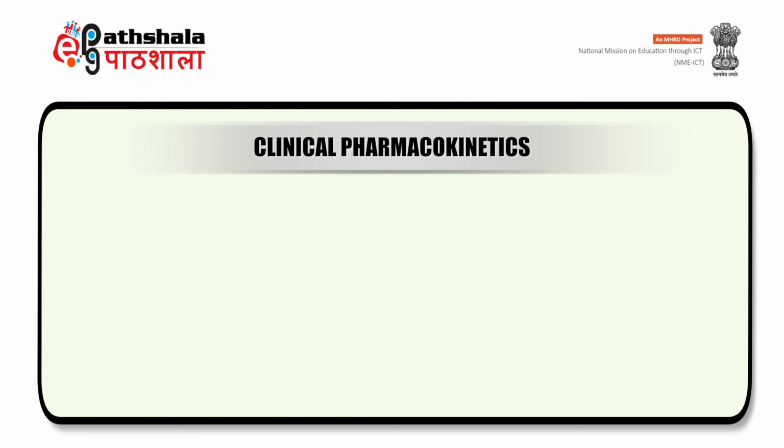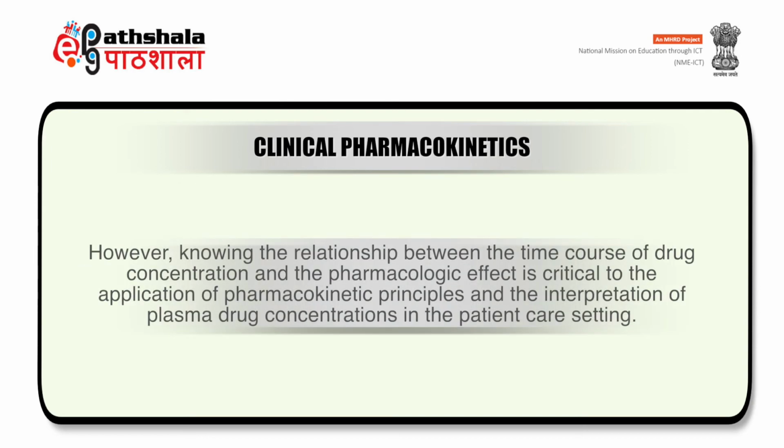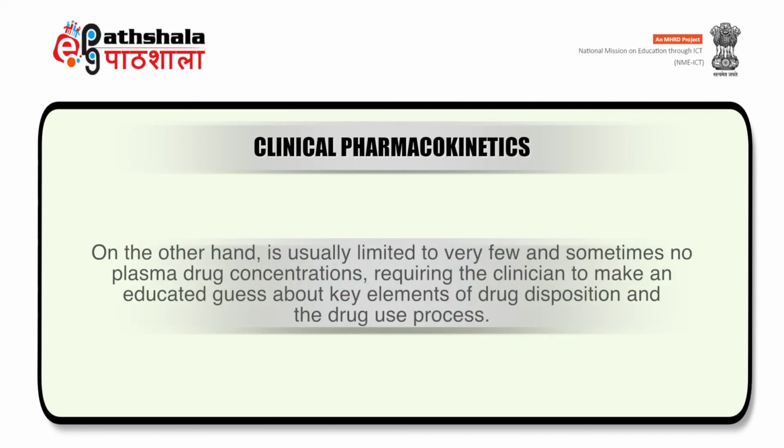Clinical pharmacokinetics is the application of pharmacokinetic principles to patient care, which can help the clinician in making rational drug use decisions. However, knowing the relationship between the time course of drug concentration and the pharmacological effect is critical to the application of pharmacokinetic principles and the interpretation of plasma drug concentration in the patient care setting. Clinical pharmacokinetics, on the other hand, is usually limited to a very few and sometimes no plasma drug concentrations, requiring the clinician to make an educated guess about the key elements of drug disposition and the drug use process.